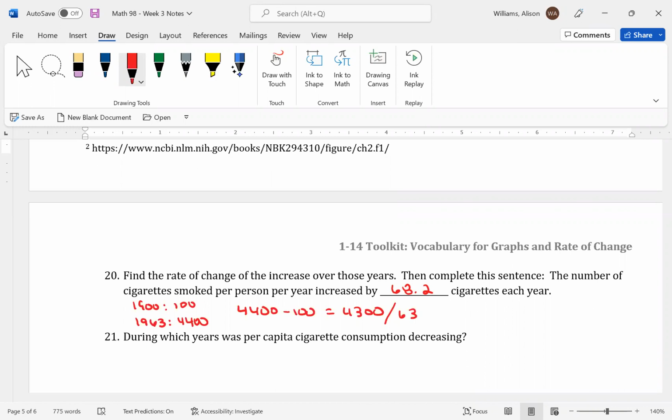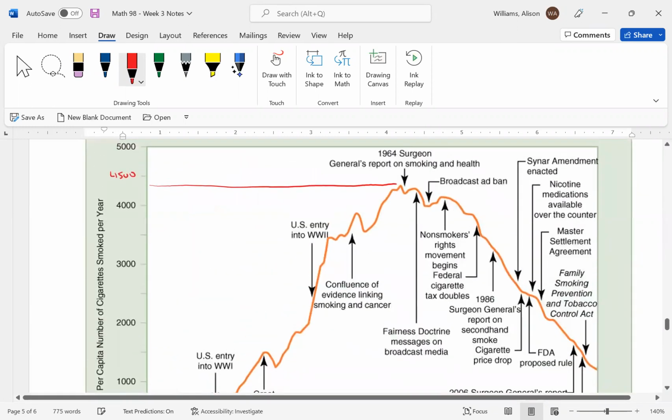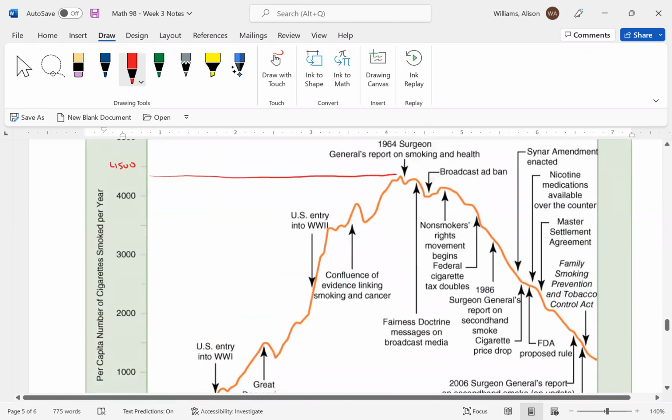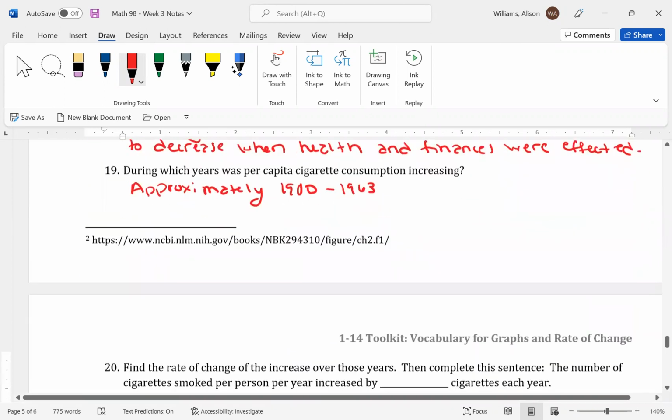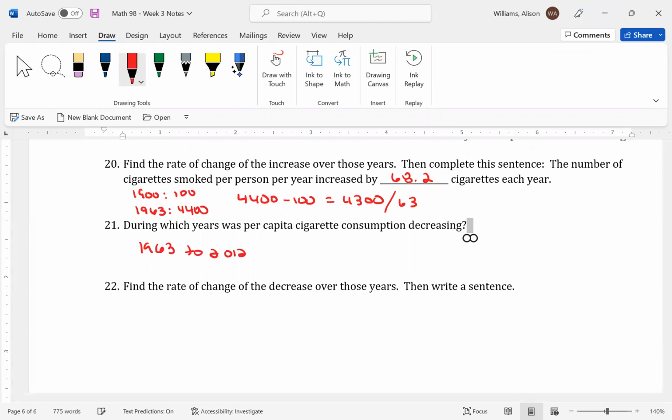All right. During which years was the per capita cigarette consumption decreasing? Now we're going to look at from 1963 to 2012. Really, it's been decreasing that whole time. I mean, there was a little jump up, but that's okay. So from 1963 to 2012, find the rate of change over those years.